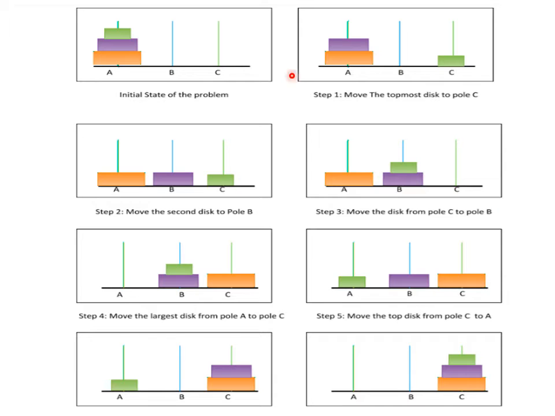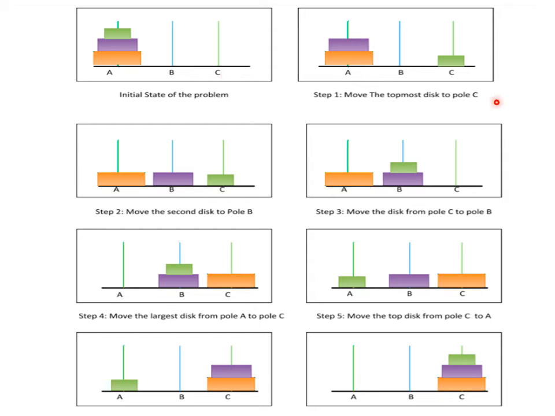Now you can see here diagrammatically I have taken A, B, C. These are the poles and the disks are in ascending order. The condition is that you cannot place a larger disk on a smaller one. You can see three colors here: green, blue or purple, and orange. You cannot place green above these two colors. This is the very important condition.